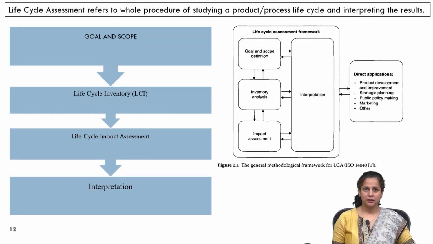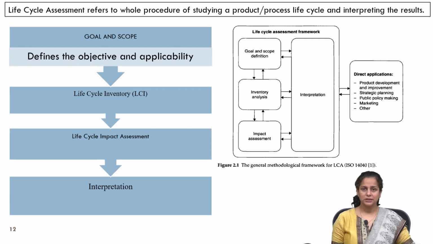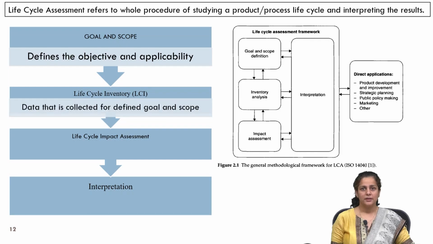So, in LCA there are 4 main steps as defined by the ISO standards. The first step is goal and scope, which defines the objective and applicability of your LCA. This is where we define what is the goal of my LCA. So, that makes it very specific for decision making, and the application in the sense of where it is applicable in terms of what data you are using and what kind of system you are modeling. Then there is life cycle inventory. This is where you collect the data for the defined goal and scope.